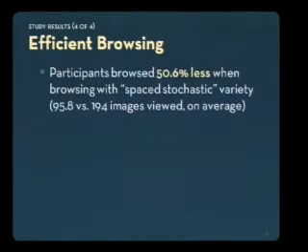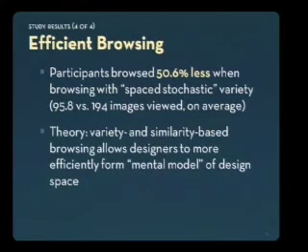Quantitatively, we found that participants browse on average half as much when using our variety and similarity tools than when using the random tools. And so we hypothesized that these kinds of variety and similarity-based browsing tools allow designers to more efficiently form a kind of mental model of the space for a given design attribute.